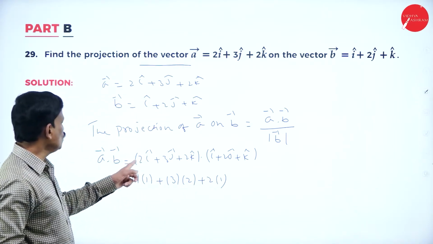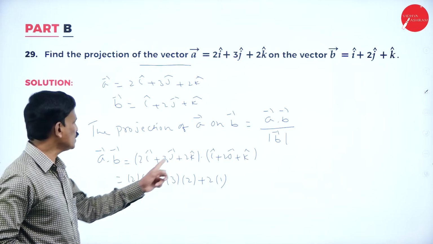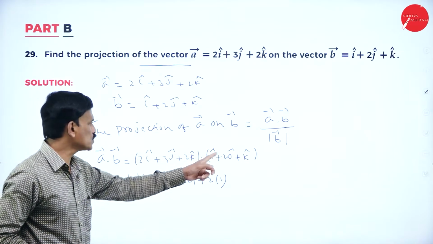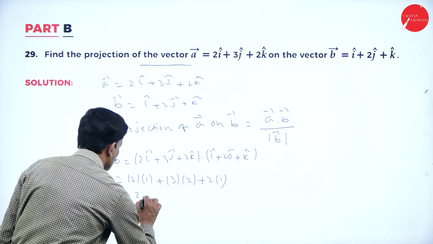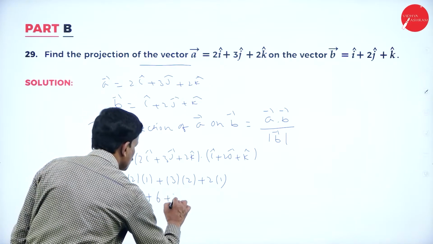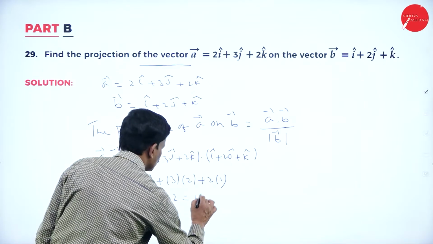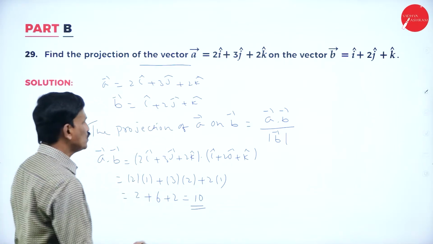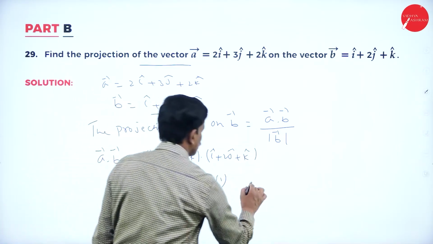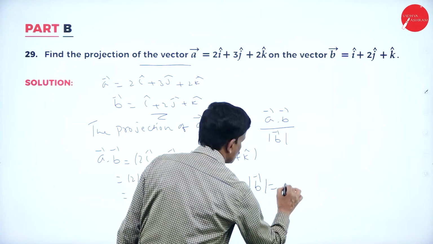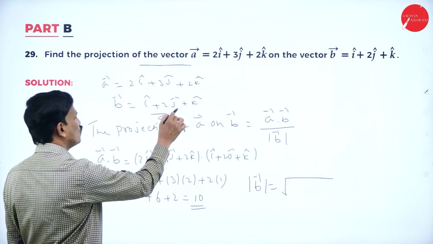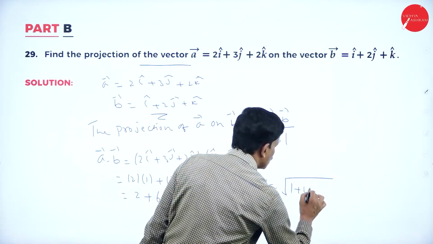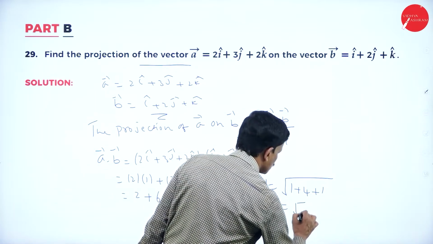See, the coefficient of i is 2, here it is 1. Coefficient of j is 3, here it is 2 and coefficient of k is 2 into 1. Simplify this. 2 ones are 2 plus 6 plus 2, that's equal to 10. Now, find out the magnitude of vector B. So, the magnitude of vector B is equal to root of 1 square is 1 plus 2 square is 4 plus 1. So, 1 plus 4 plus 1, this is root 6.